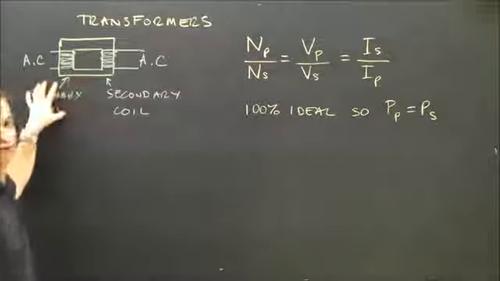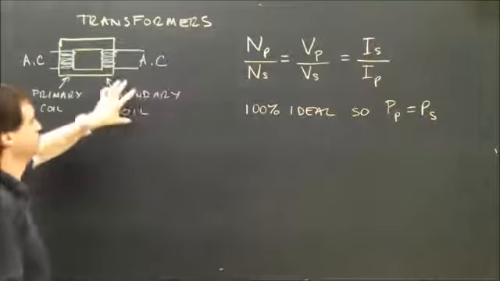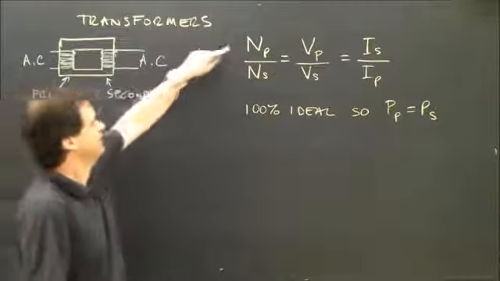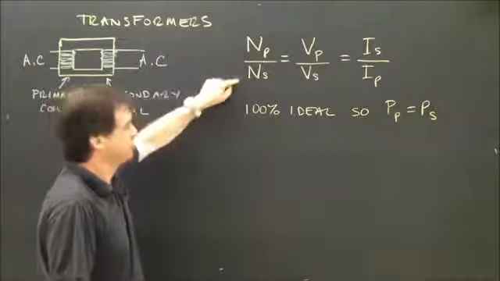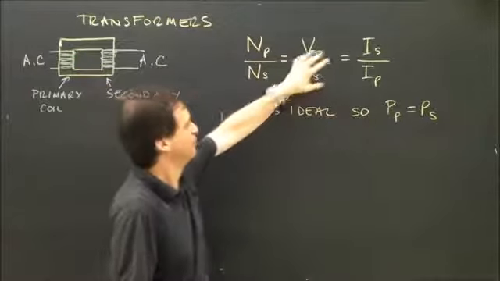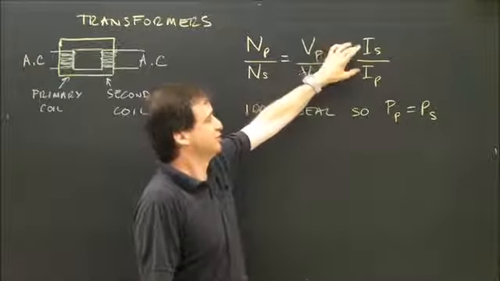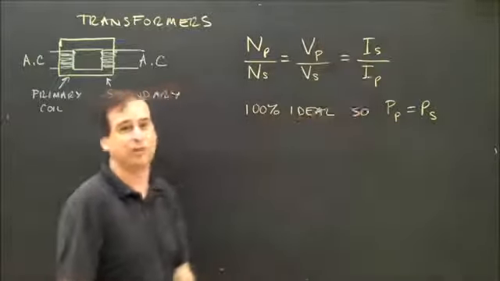The left side is called the primary. That's the one we're plugging into, and this is what we want to change it to. That's called the secondary. The ratio of the number of loops of the primary to the number of the secondary is equal to the voltage of the primary over the voltage of the secondary. But for the current, it's the opposite, right? Because as one goes up, one goes down. So it's the current of the secondary divided by the current of the primary.